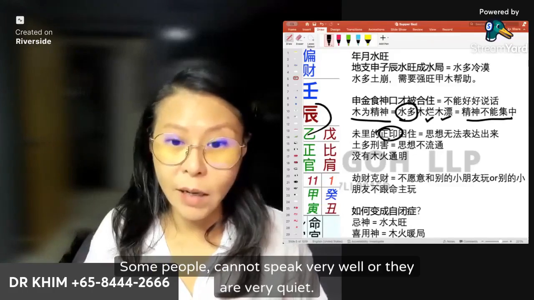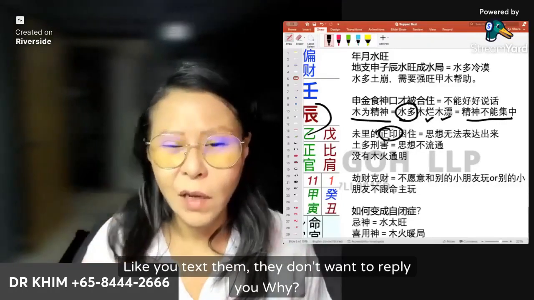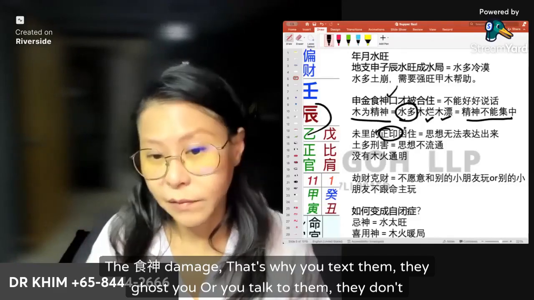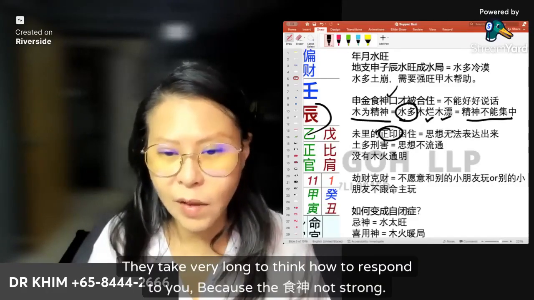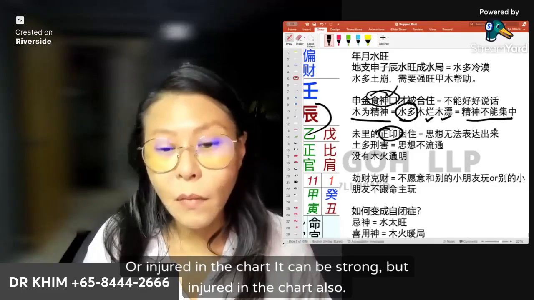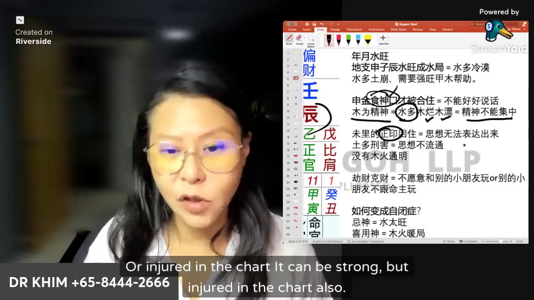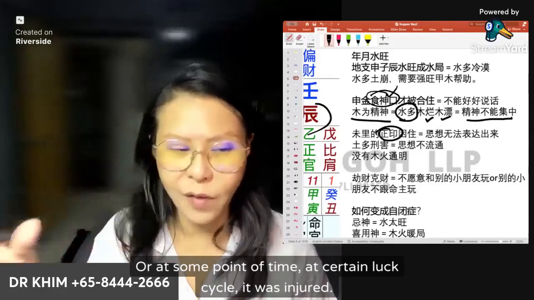Some people cannot speak very well or they are very quiet. Like you text them, they don't want to reply to you. Why? The 时辰 is damaged. That's why you text them, they ghost you. Or you talk to them, they don't know how to reply. They take very long to think how to respond to you. Because the 时辰 is not strong or is injured in the chart. It can be strong but injured in the child also. Or at some point of time, at a certain luck cycle, it was injured.